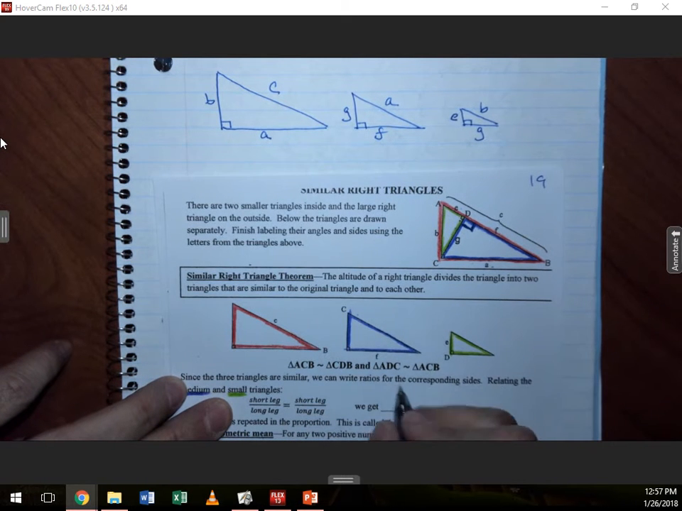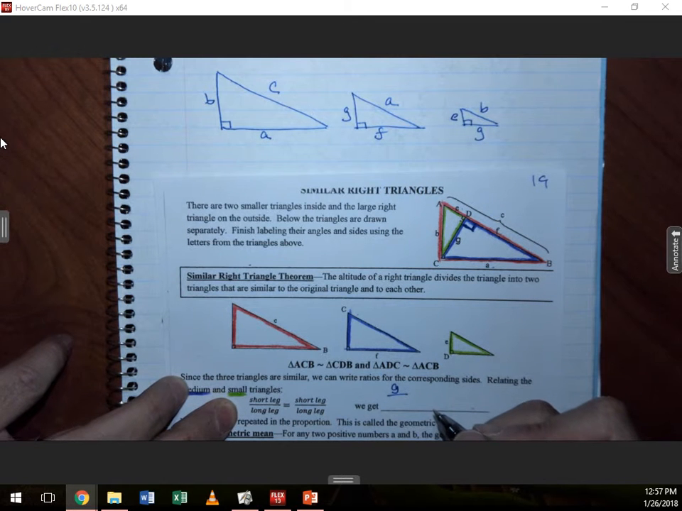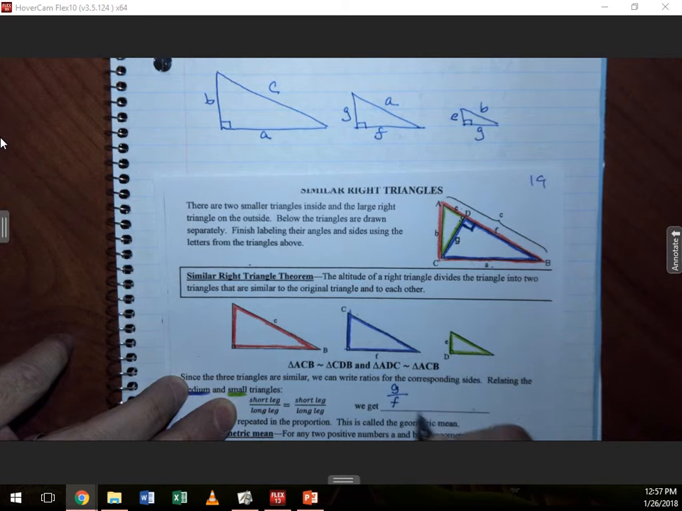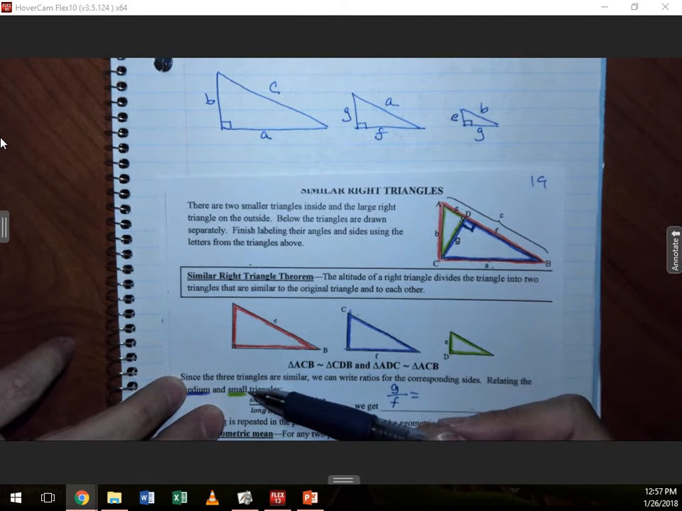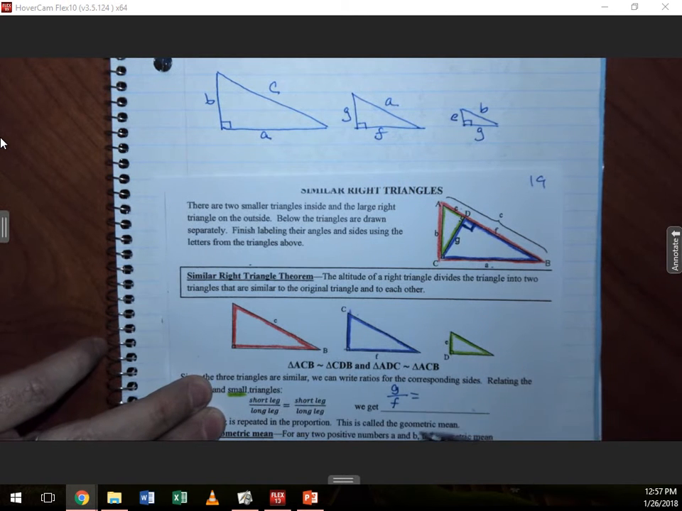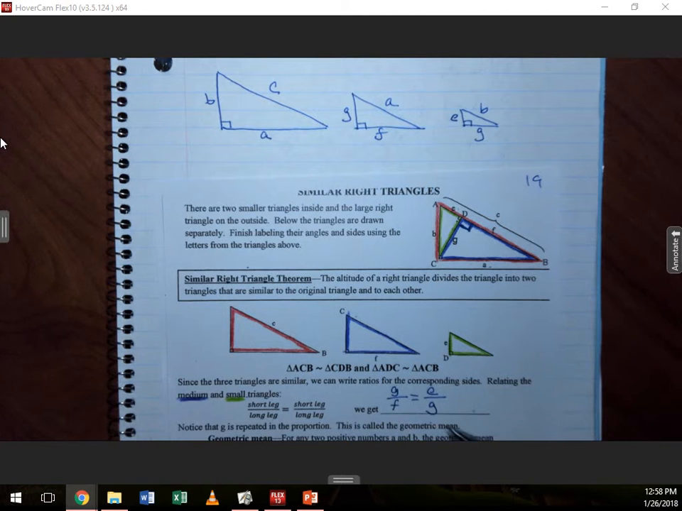What is the short leg of my grande? G. Very good. So it's going to be G over, what is the long leg of my grande? F. Very good. Equals. Now we're doing the tall or small, depending on what place you actually get your coffee. All right. Now, what is the short leg of my small? E over long leg? G.